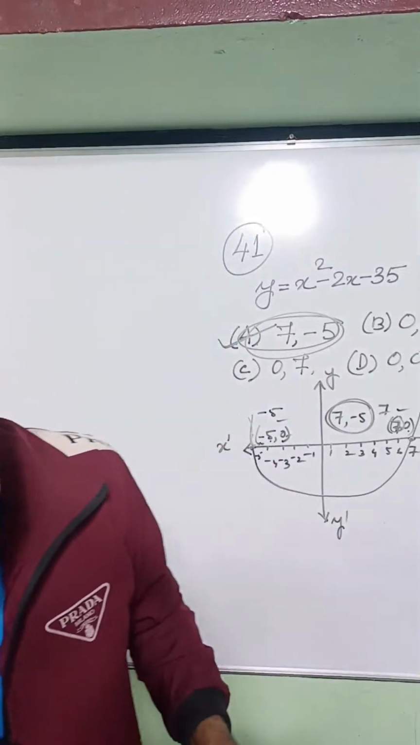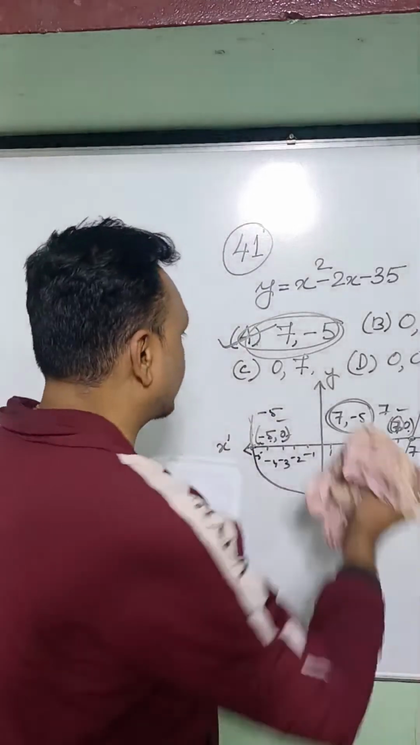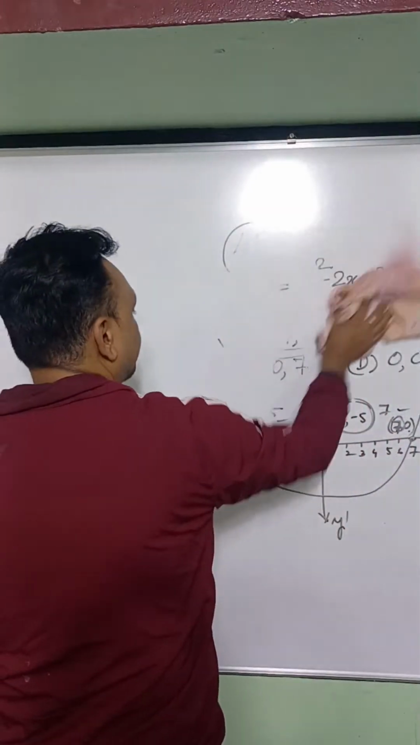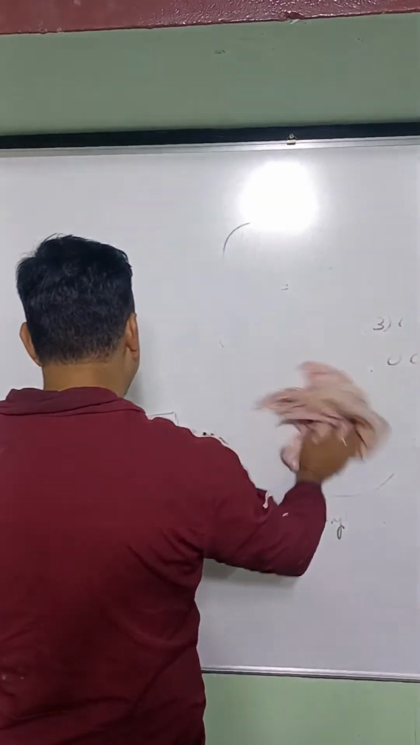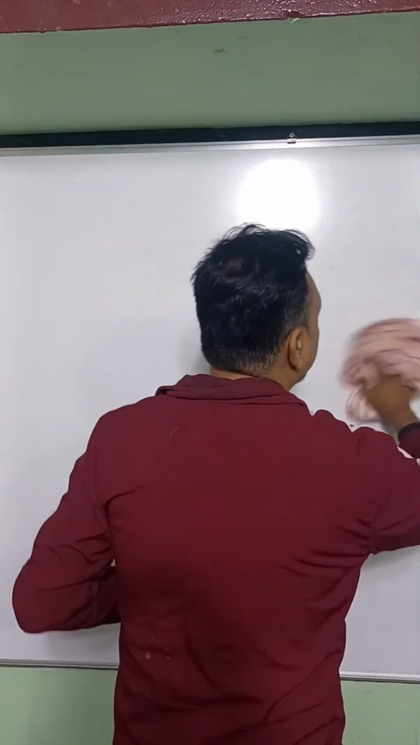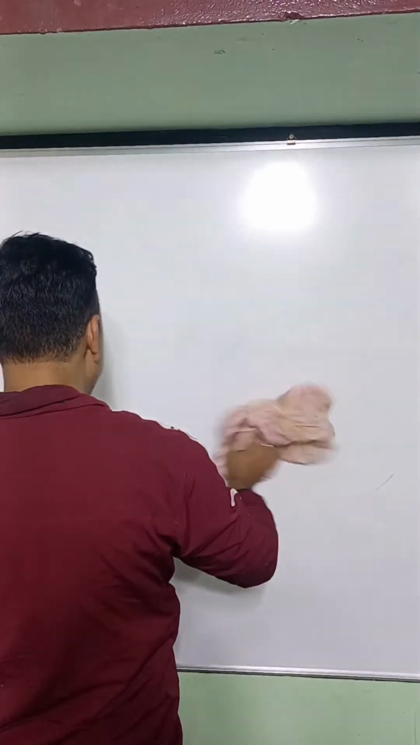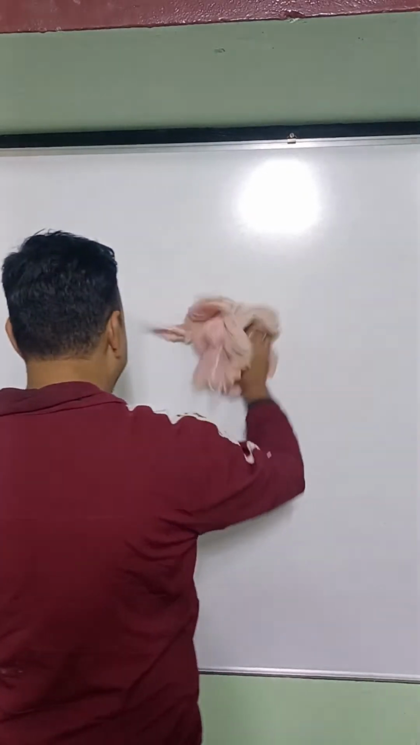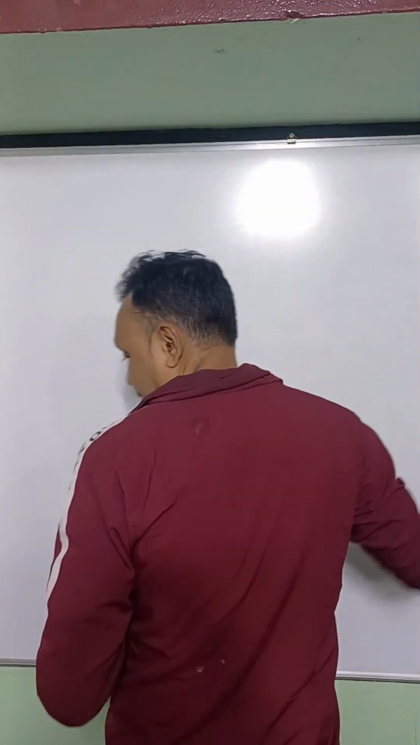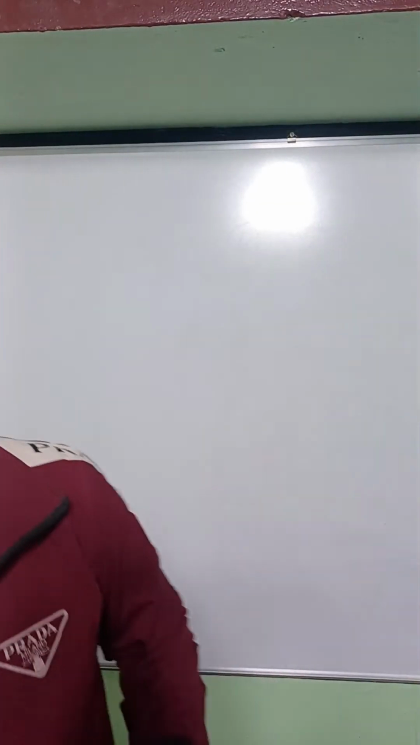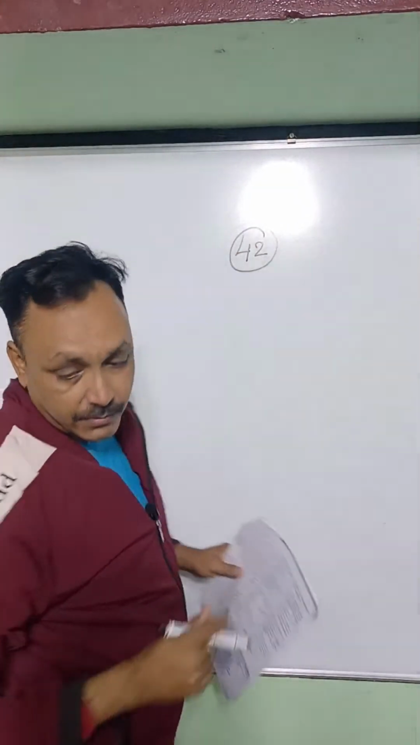Now we'll proceed to question number 42. I would like to request the students to read question number 42. From question number 42 onwards, the chapter will start: pair of linear equations in two variables. This is one of the chapters from the prescribed textbook. Now the questions will start from this particular chapter. All right, I'll start from question number 42 now.